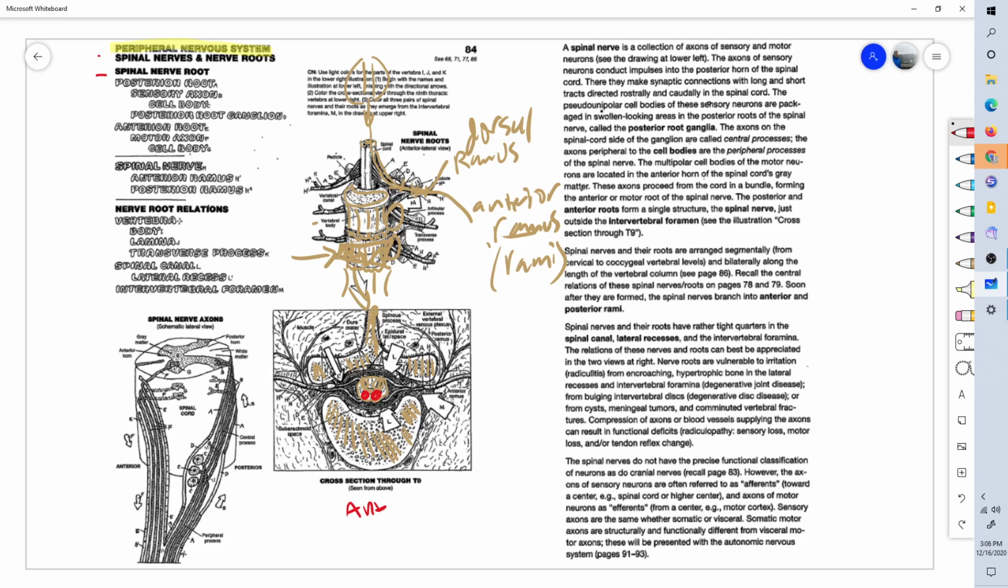The signals in the neurons with their cell bodies here will exit the spinal cord in a little area called the root. This is the dorsal root right here. Excuse me, the anterior root. I'm going to circle it right here. That's the anterior root. If you look up here, the anterior root is here and here. Let me clear that out.